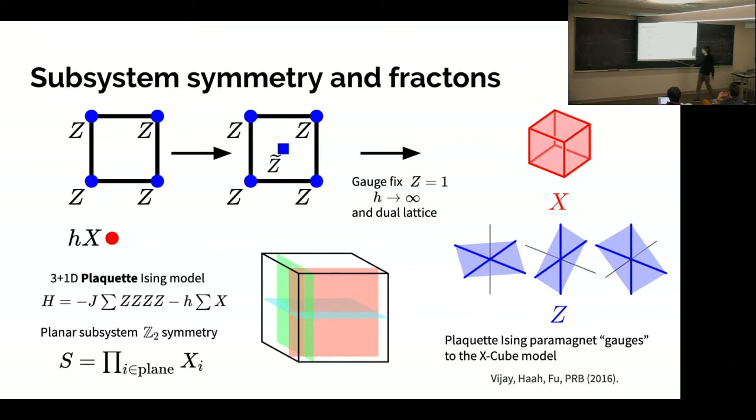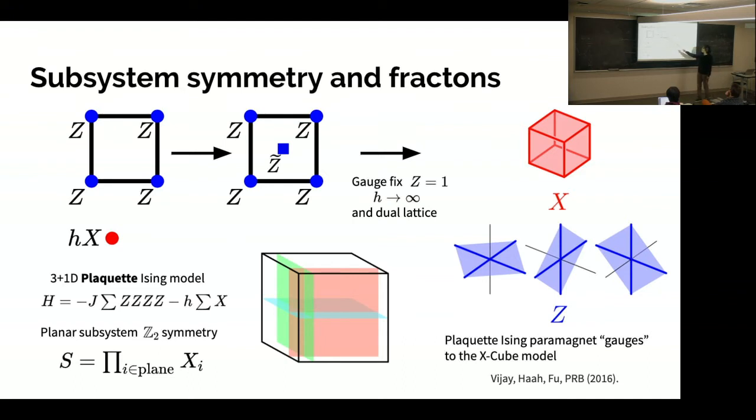Except it's a slightly different gauging procedure. So you start off with, let's say, this three-dimensional plaquette Ising model. You're on a cubic lattice in 3D. You have a four-body interaction ZZZZ on each plaquette of three orientations. This model has what I call a subsystem Z2 symmetry, which is a product of X over all sites in a plane. It always overlaps with exactly 2, 4, or 0 Z's, so it commutes. To gauge this subsystem symmetry, this was this paper by Vijay, Haah, and Fu.